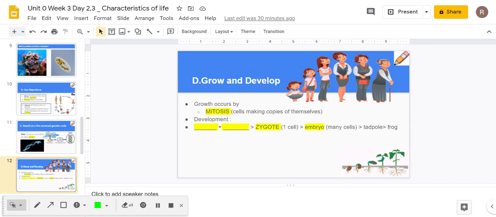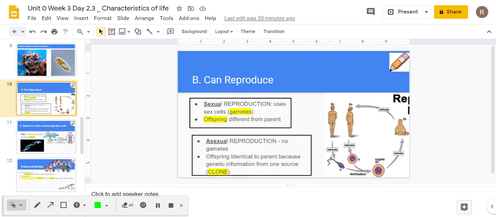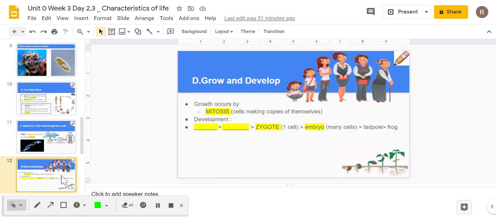Growth occurs through this process called mitosis, and that's where cells make copies of themselves. Okay, again, going back to reproduction. Asexual reproduction is the way that we grow ourselves from babies to adults. Going from little itty bitty bones to big strong bones, big strong muscles, all of that. That asexual reproduction has a process, and that process is called mitosis. Cells making copies of themselves.